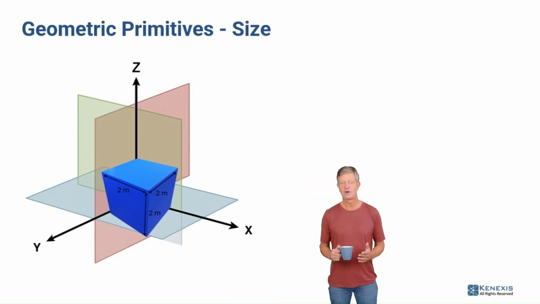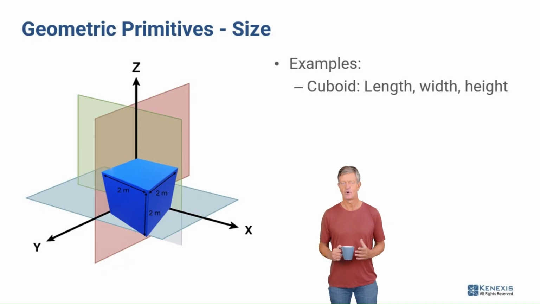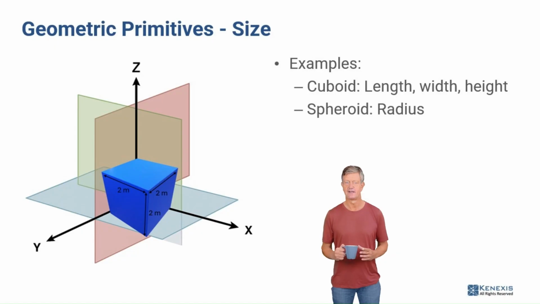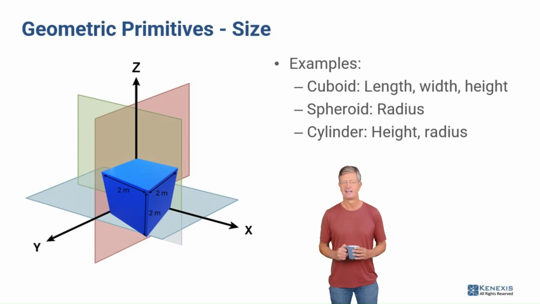When we define geometric primitives, we must also specify attributes which determine their dimensions. These attributes can include length, width, height, and radius. For example, a cuboid is defined by its length, width, and height. A spheroid is defined by its radius, and a cylinder is defined by its height and radius. These attributes are what make the primitives specific and unique within the 3D model.